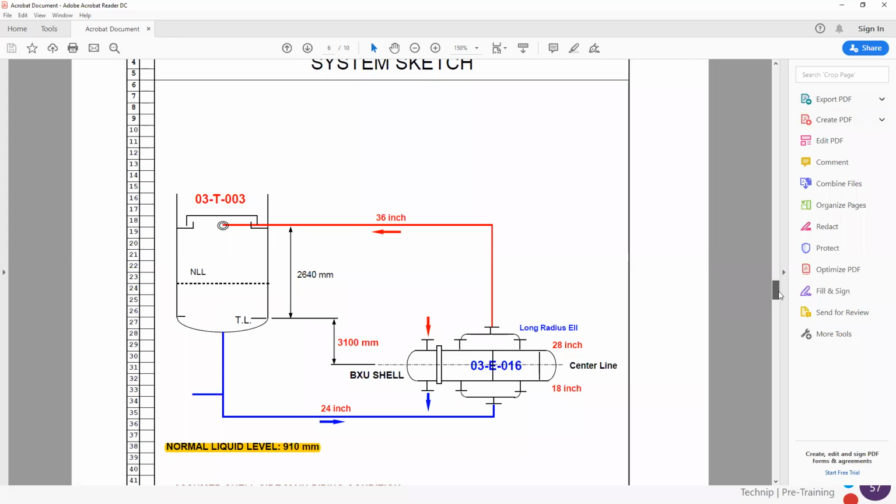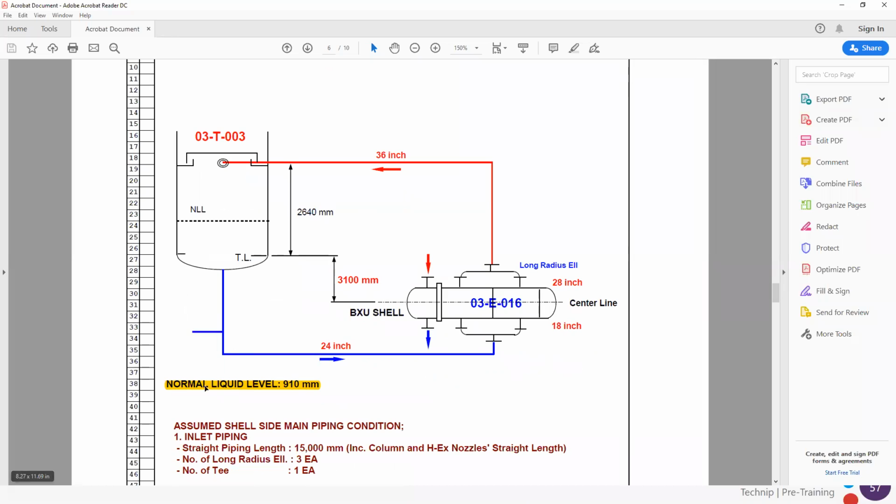The exchanger will be designed at normal liquid level, which is located at 910 millimeters from the tangent line. We have X type with 2 shell side inlets and 2 shell side outlets to better limit the pressure drop. And with vapor on the tube side.